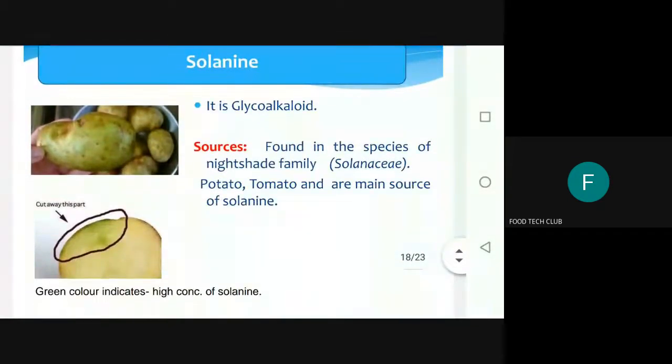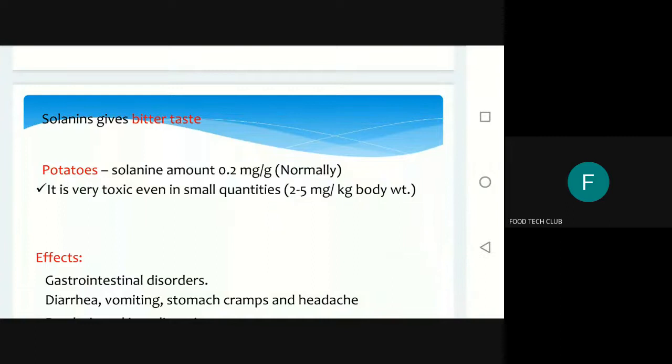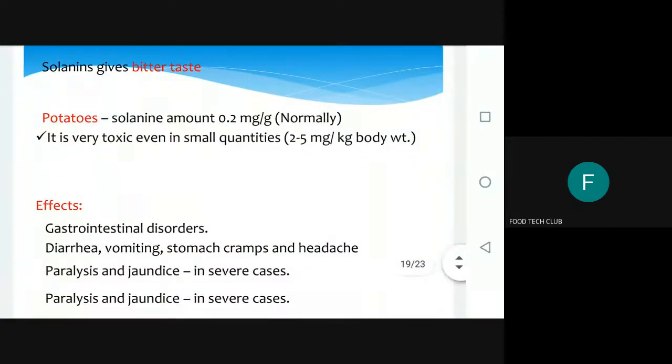Solanine. This is a glycoalkaloid, and it is mainly found in potato and tomato, with a greenish color. Solanine has a bitter taste, and it is toxic because it causes diarrhea, vomiting, and stomach cramps, basically alimentary canal ailments. Sometimes it may even lead to paralysis.